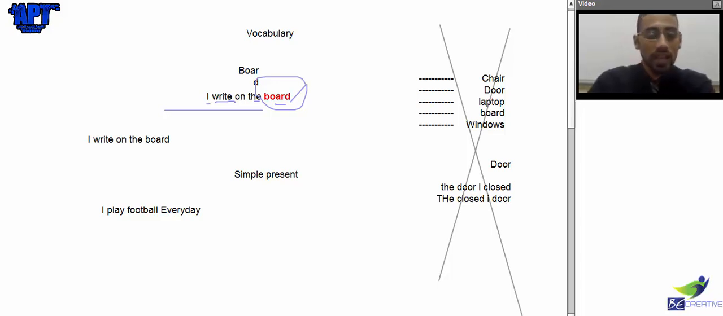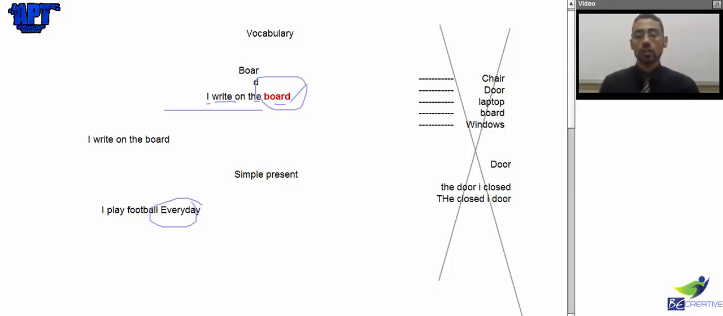I play football every day. You see here? Every day. So, I have a word here. What's every day? Every day, I play football. So on. So, what is it? It's a habit.